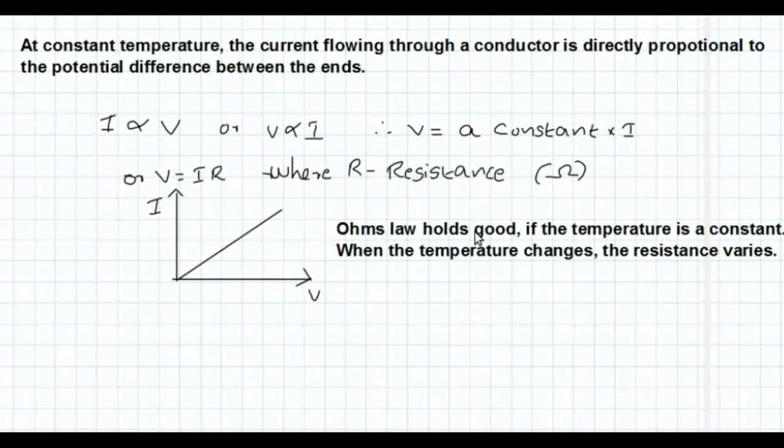And Ohm's law holds good if the temperature is a constant. When the temperature changes, the resistance varies. That is why the definition starts with at a constant temperature. At a constant temperature, the current flowing through a conductor is directly proportional to the potential difference between its ends. Since temperature is made a constant, I is proportional to V. That means if the temperature is not a constant, then I will not be proportional to V.